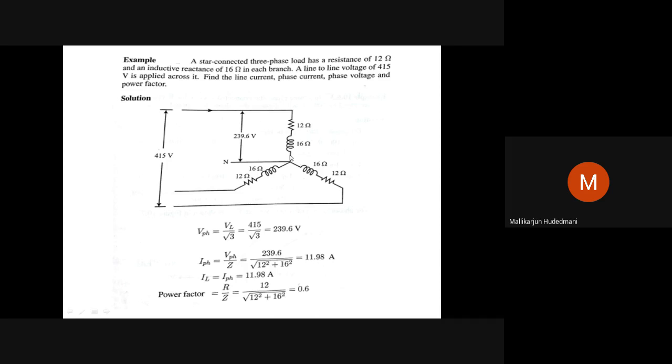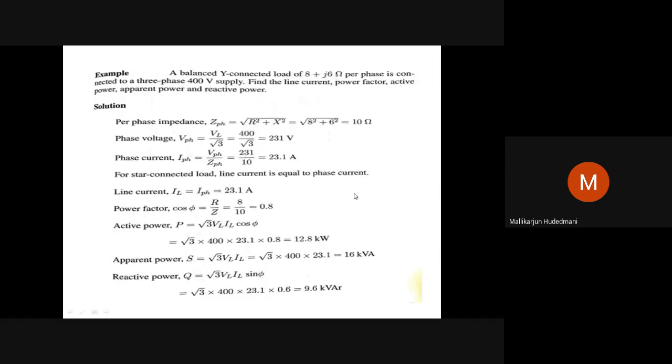You can try this connected in delta. You understand that if it is connected in delta like a triangle, then phase voltage and line voltage are one and the same. You can use this work if it is in delta. You can try. Okay. Then this work was seen earlier.